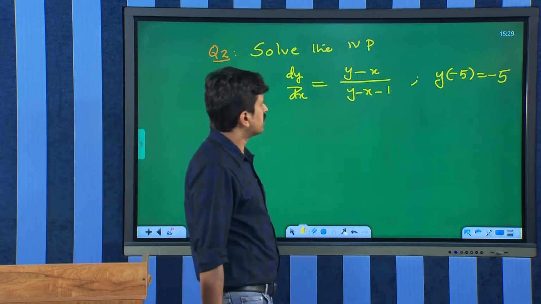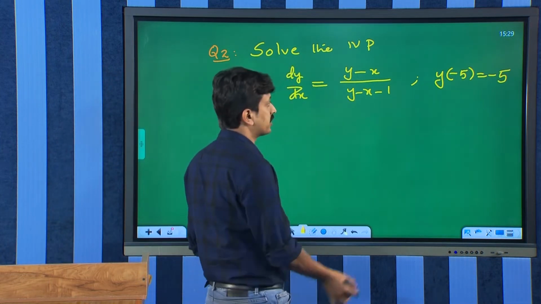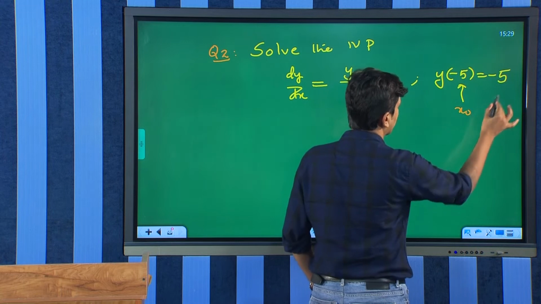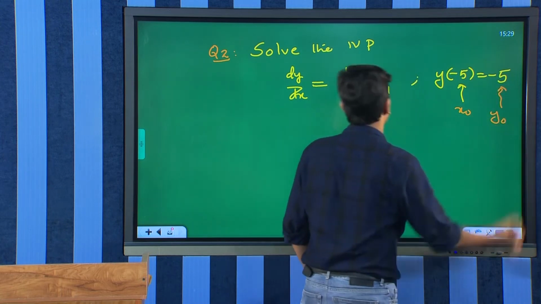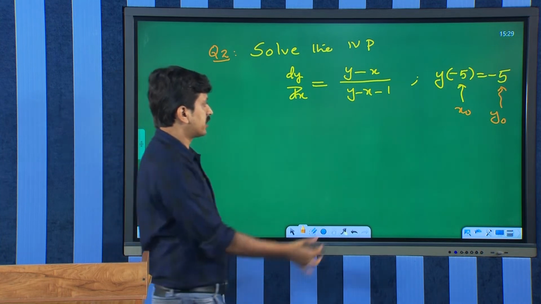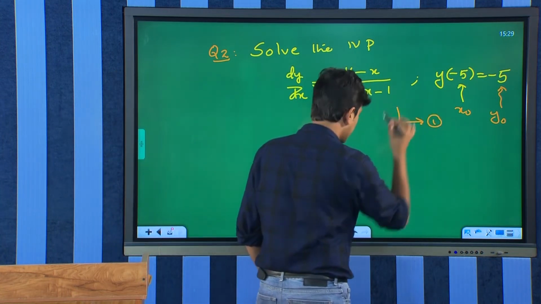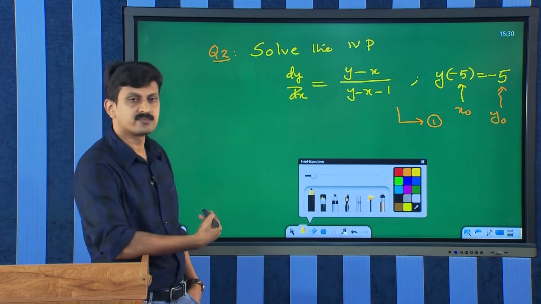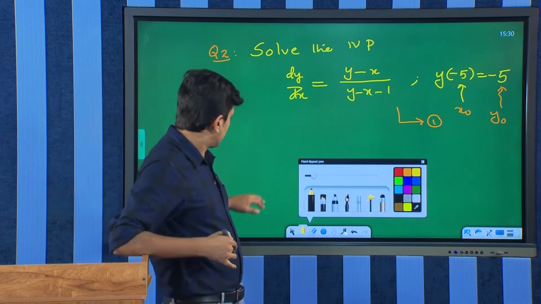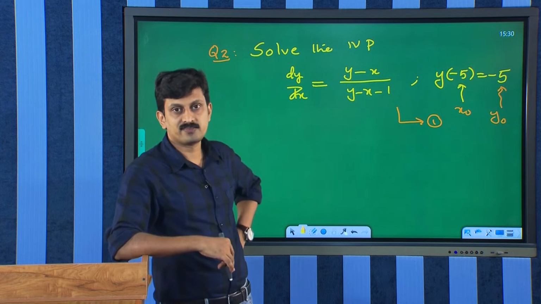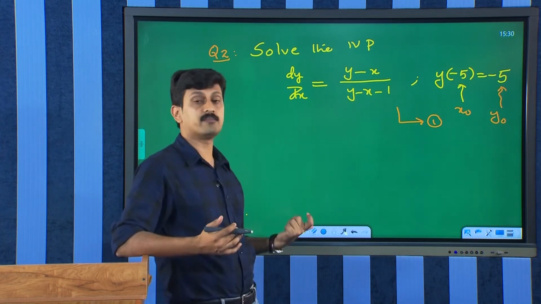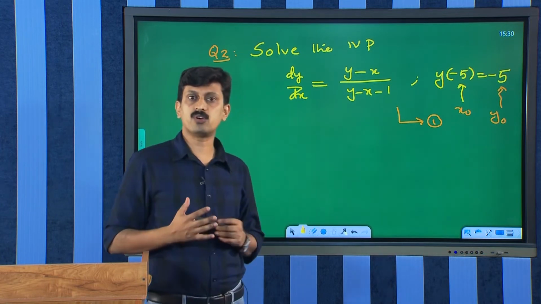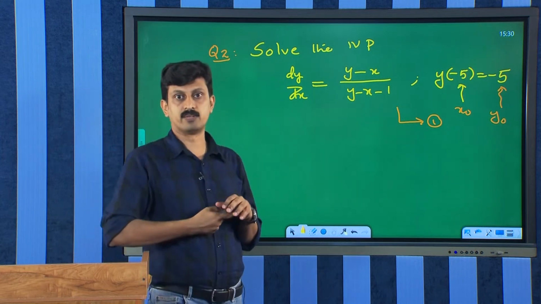Fine. This is the initial value problem. We have initial conditions: the value of x naught is minus 5 and the value of y naught is also minus 5. I would like to call this equation number 1. By evaluating the equation, we understand that it is not separable, because y minus x is there in the numerator and y minus x is there in the denominator. So we are unable to separate.